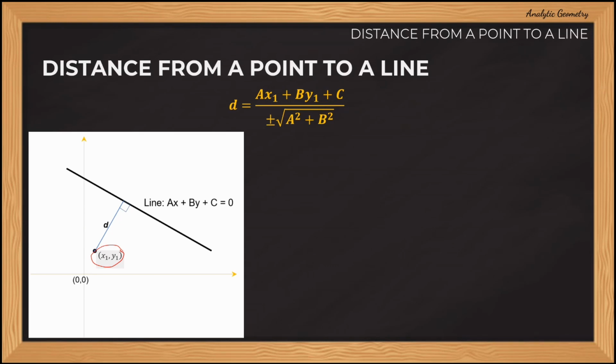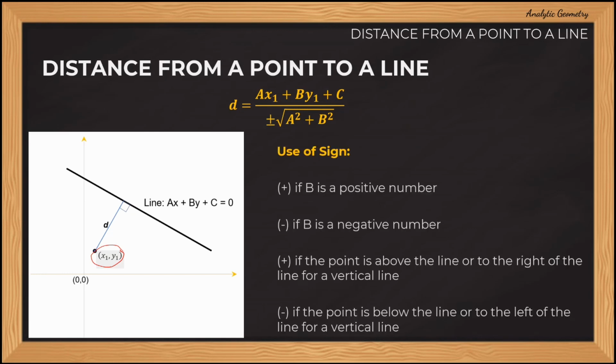Okay? So, ang tanong na lang dito guys is, kailan ba natin gagamitin yung positive at kailan ba natin gagamitin yung negative? So, paano ba natin gagamitin yung sign dito? Okay, so take note na positive kung yung b is a positive number and negative if b is a negative number. Positive din kapag yung point is above the line or to the right of the line for a vertical line.